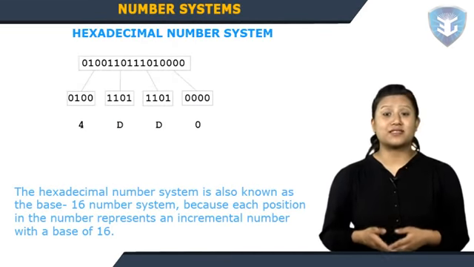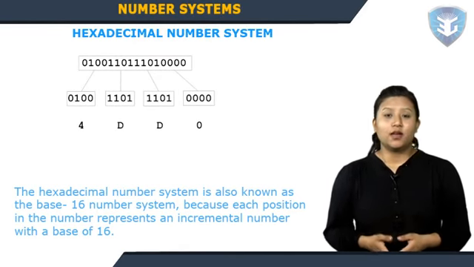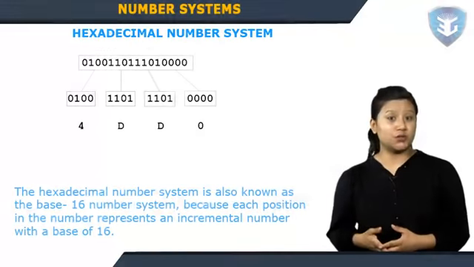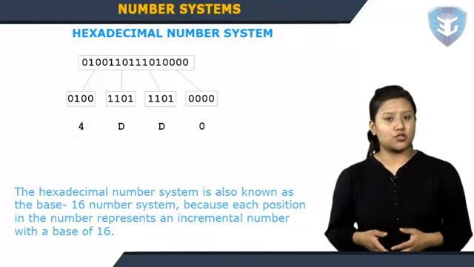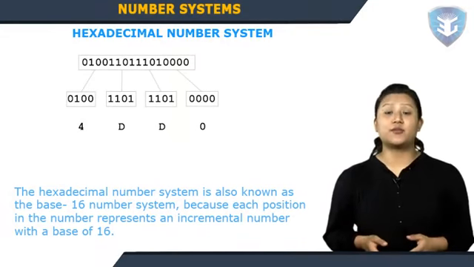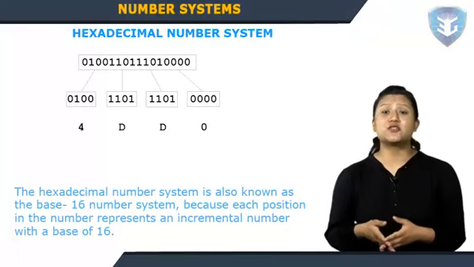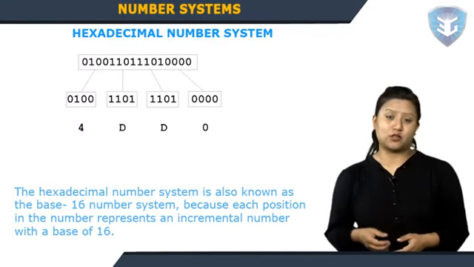Let's now discuss the meaning of the hexadecimal system. The hexadecimal number system is used as an intermediary system in computers, such as in the presentation of memory addresses or the representation of colors. The hexadecimal number system is also known as the base 16 number system because each position in the number represents an incremental number with a base of 16.